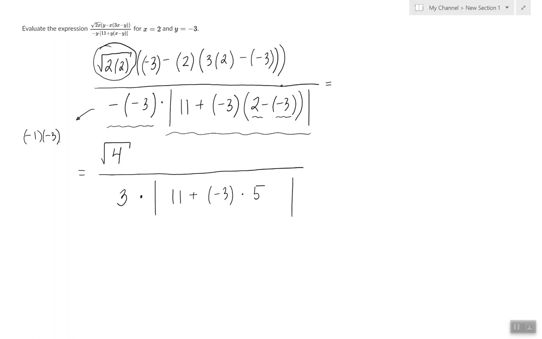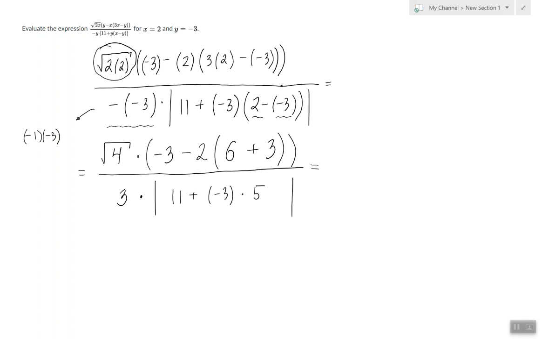And now looking at the largest factor in the numerator, we just have to carefully look inside. So the parenthesis around -3 is not necessary. The parenthesis around this number 2 is not necessary. And here we have 3 times 2 is equal to 6. And subtracting -3 is equivalent to adding +3. So that's what we have.